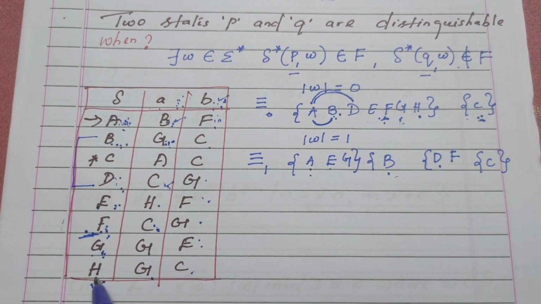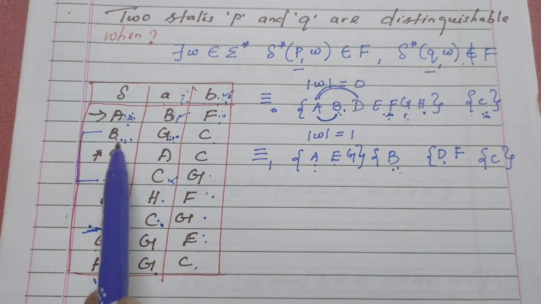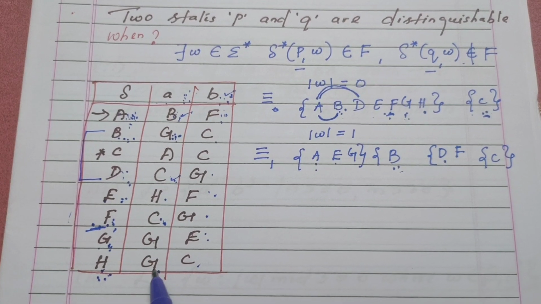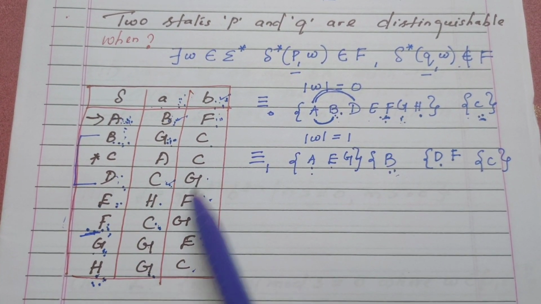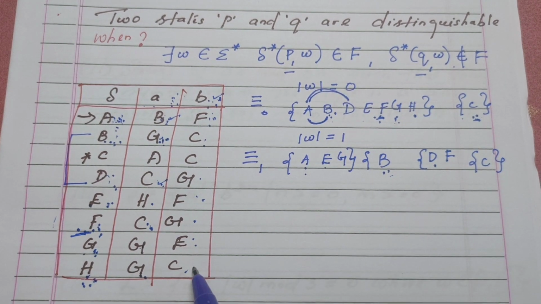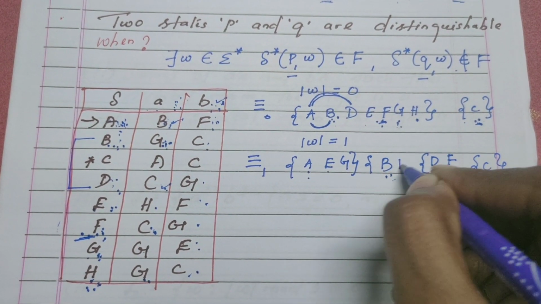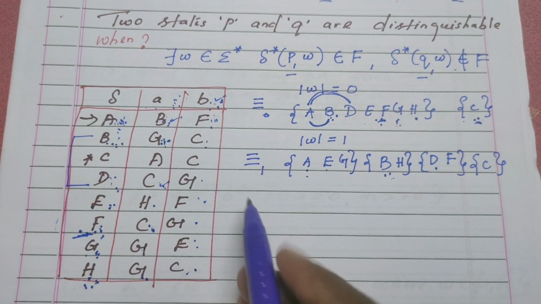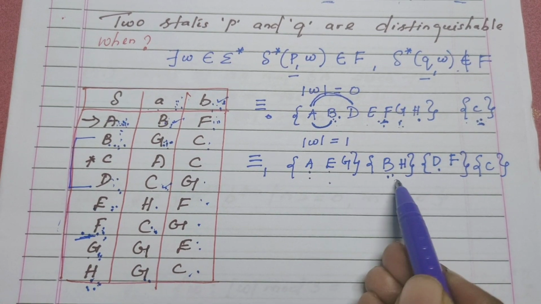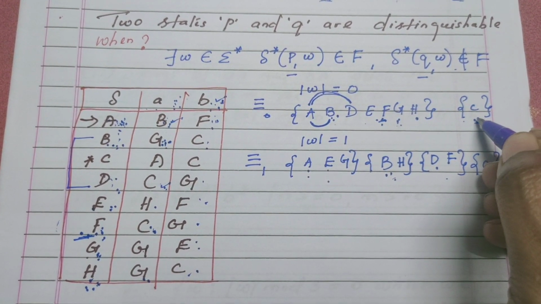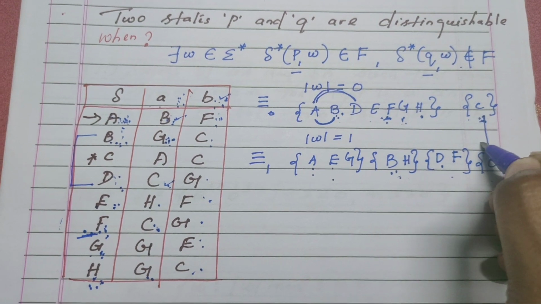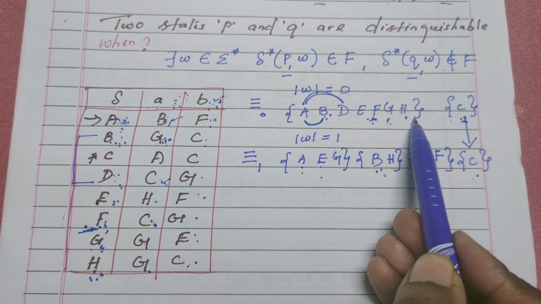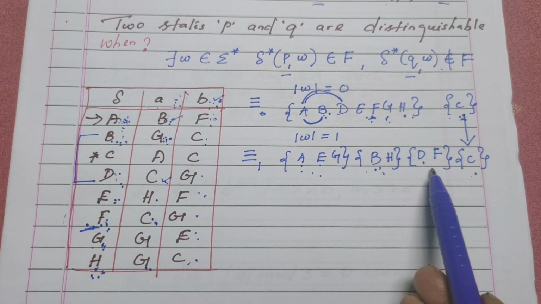Now check whether H can be written along with B. Consider B and H, on reading A, it goes to G. No problem. B and H, on reading B, it goes to C, which belongs to the same set. So as of now, we have identified B and H are indistinguishable. So at this step, we identified 4 subsets. This one contains only a single state; further, you cannot do anything with it. You keep on disintegrating only this set. From there, we identified 3 subsets.